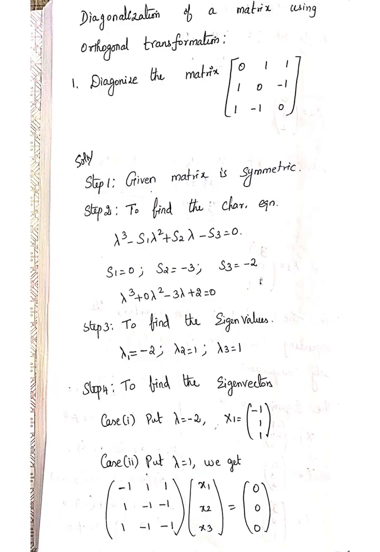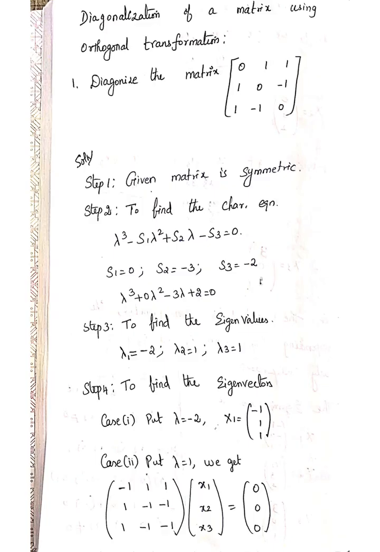Secondly, find the characteristic equation. For a 3 by 3 matrix, we have lambda cube minus S1 lambda square plus S2 lambda minus S3 is equal to 0. Now we have to find the values of S1, S2 and S3. After that, find the eigenvalues. How to find the eigenvalues now? Use the synthetic division method or a calculator. We have to get the values of lambda 1, lambda 2 and lambda 3. Here, check whether the 3 lambdas are equal or unequal.